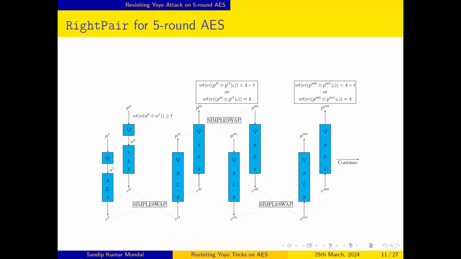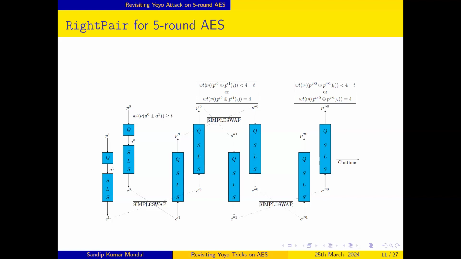For the 5 round case, we choose plaintexts P0 and P1, and after the operation Q, they become A0 and A1. If the weight of nu of A0 xor A1 is greater than or equal to T, then it is called a right pair. But we don't know this; it is either greater than or equal to T or not. Here T equals either 1, 2 or 3. So after getting C0 and C1, which are the ciphertexts, and applying simple swap, we get C'0 and C'1, and then we decrypt them to get P'0 and P'1. So P0, P1 and P'0, P'1 satisfy these conditions.